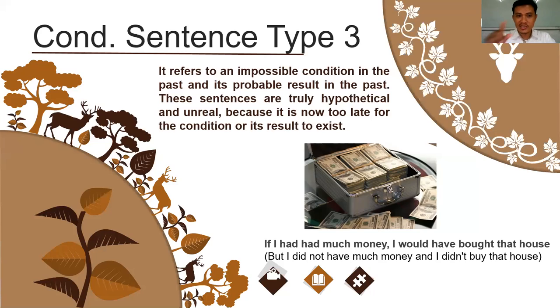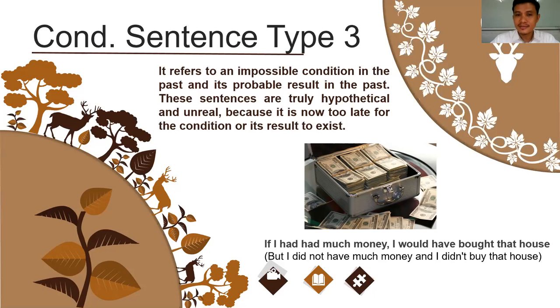So this is the conditional sentence talking about something in the past and its impossible condition in the past. And it is unreal when we are talking now. It's unreal because why? It's now too late for the condition or its result to exist.